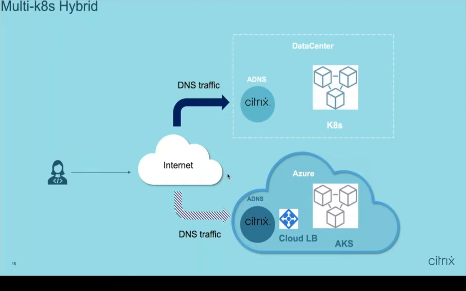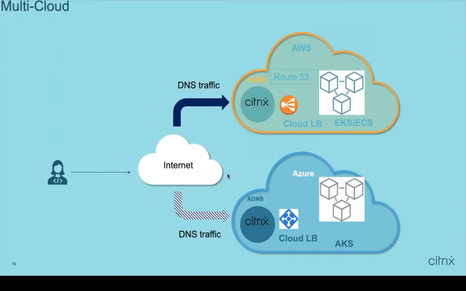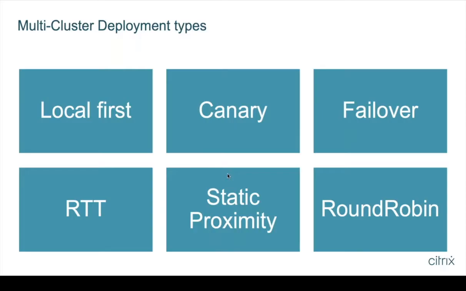So this is supported. Also, of course, the multi-cloud environment where you could have 2 separate clouds, and you could still use our multi-cluster solution across these environments. And these are all the different types of deployment we support, right? So we support local first. We can do canary, where you can say that a particular data center has less capacity, so let me just send less traffic to that compared to the other one, so that way a proper load sharing is done.